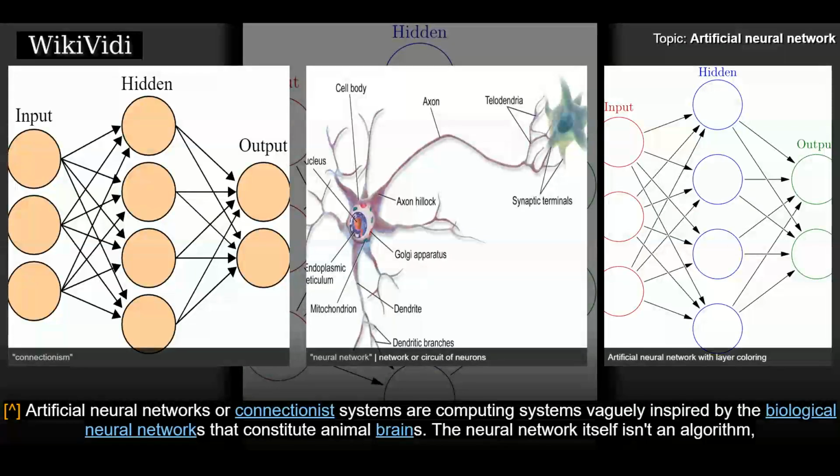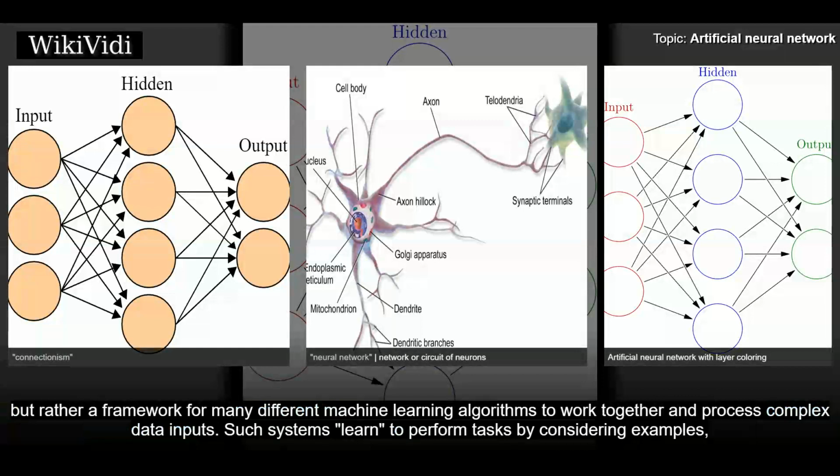Artificial neural networks, or connectionist systems, are computing systems vaguely inspired by the biological neural networks that constitute animal brains. The neural network itself isn't an algorithm, but rather a framework for many different machine learning algorithms to work together and process complex data inputs.